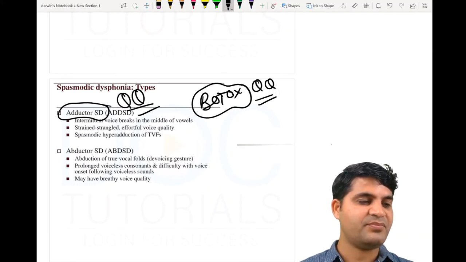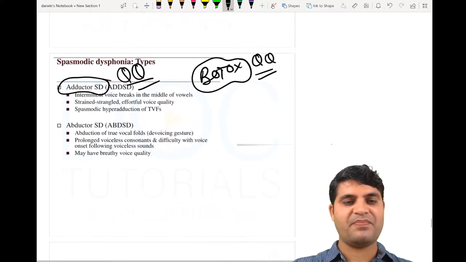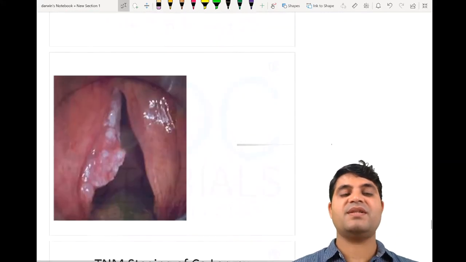Clear? So yes, Abhishek, agree. So what is this in this condition?